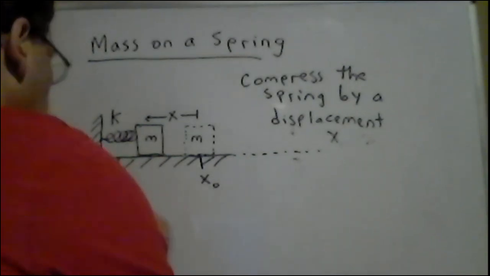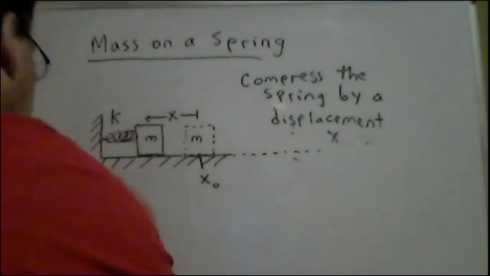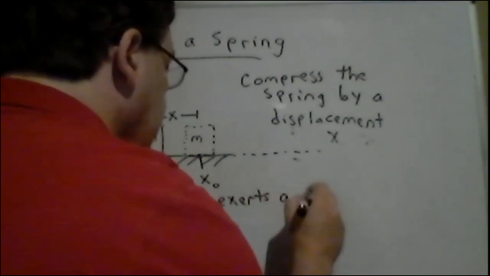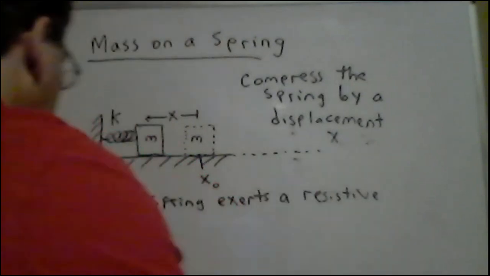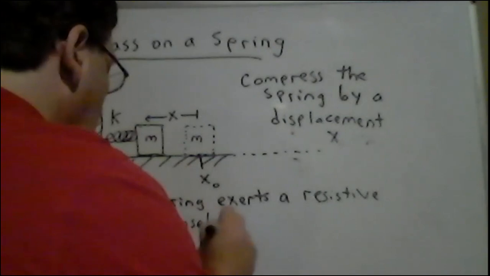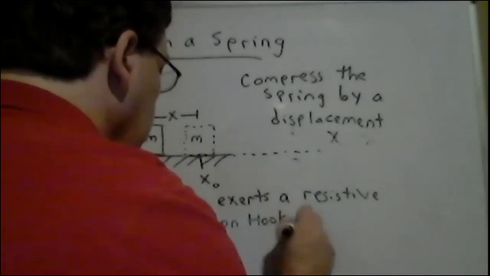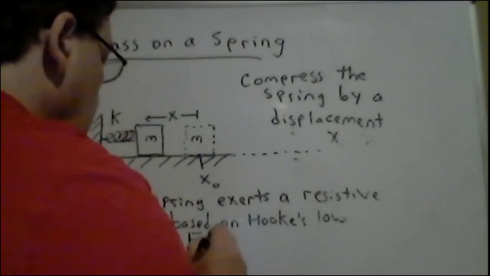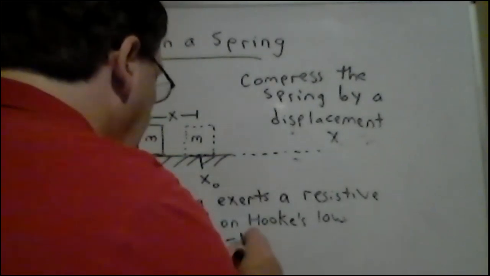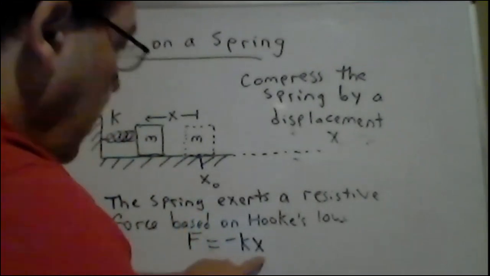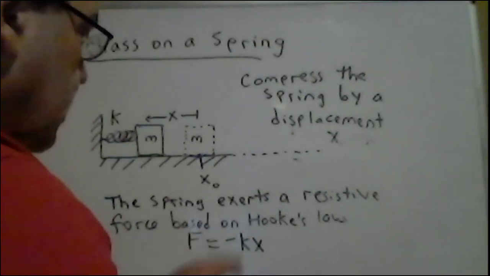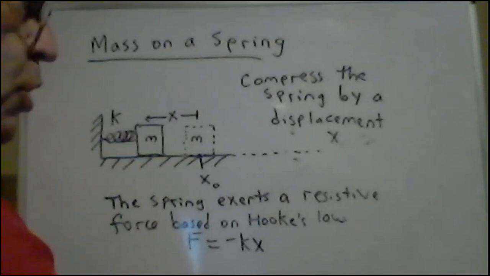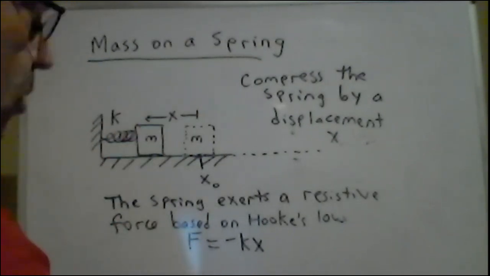So the spring exerts a resistive force based on Hooke's law. And remember what that was, this is the force that's felt by the mass, the force by the spring on the mass, is negative Kx. It's a linear force. The more you compress this spring, the greater that force is. K is a constant, it's a linear force. The negative sign just means that the force is resisting the displacement. So whatever the displacement is, the force is going to be pushing or pulling the other direction.